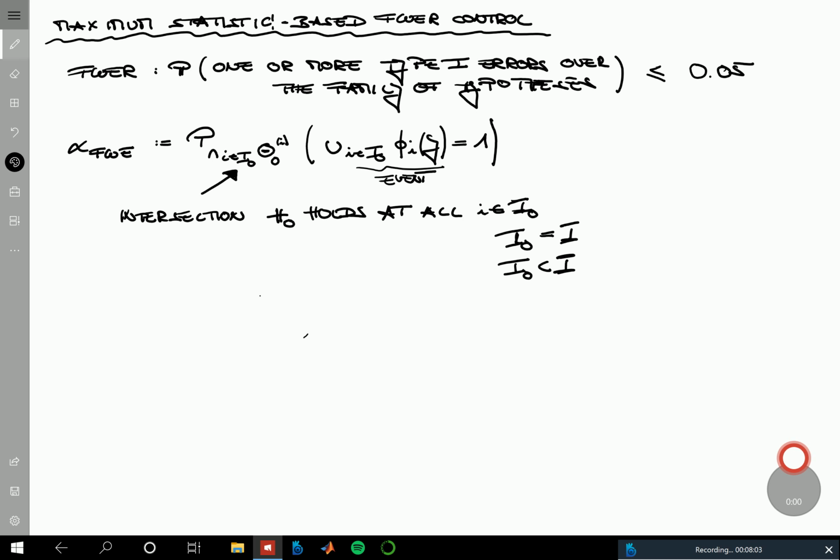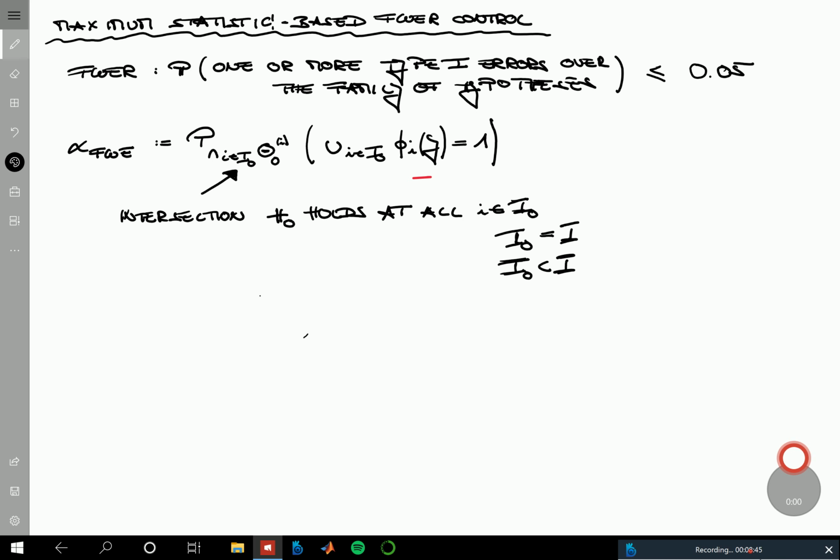the null hypothesis actually holds, because if the null hypothesis doesn't hold somewhere, then of course you don't get a type 1 error there. So it doesn't make sense to talk about the probability of a type 1 error if the null hypothesis at this location doesn't hold at all. So the important thing is that this probability, this alpha family-wise error, is the probability under the assumption that the null hypothesis holds for all locations or for all hypotheses in I0.